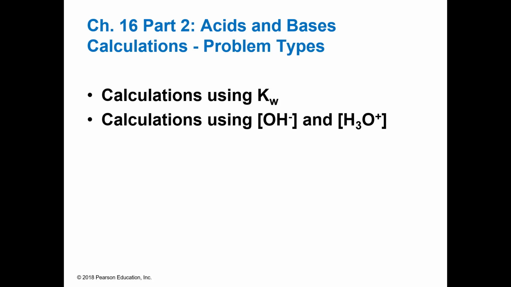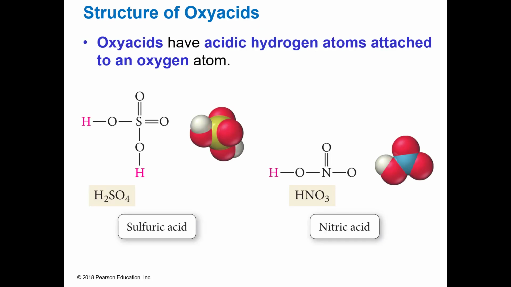In this part we're going to look at several aspects of acids and bases, but we're specifically calculating some OH and H3O plus concentrations as they are related to each other and as they are related to the ion product for water, Kw. So oxyacids are acids whose acidic hydrogen atoms are attached to an oxygen.